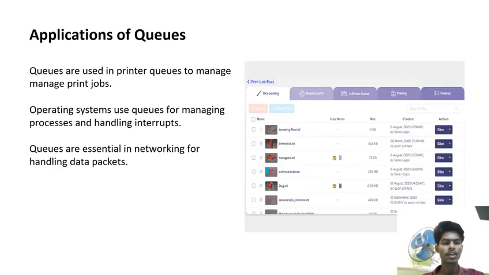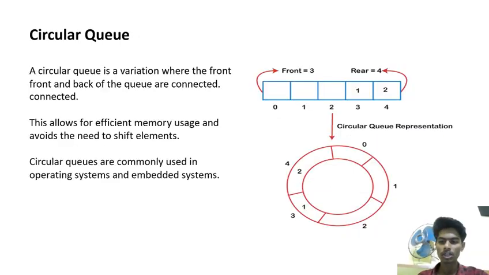Now we can see the applications of queues. Queues are used in printer queues to manage print jobs. Operating systems use queues for managing processes and handling interrupts. Queues are essential in networking for handling data packets, and there are some more applications. Now we will discuss the types of queues.